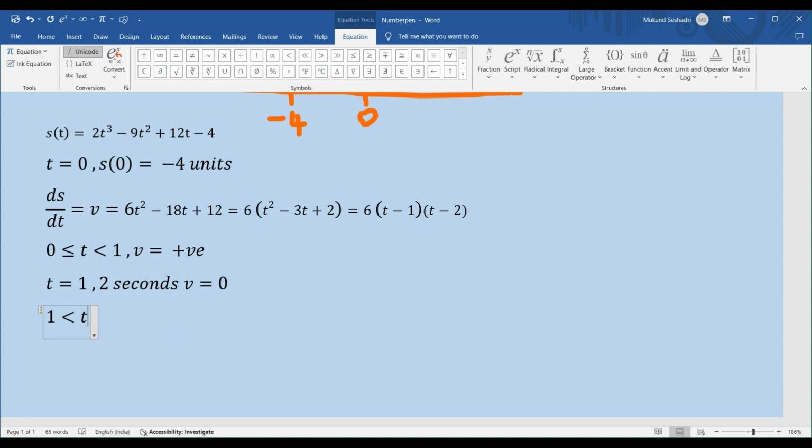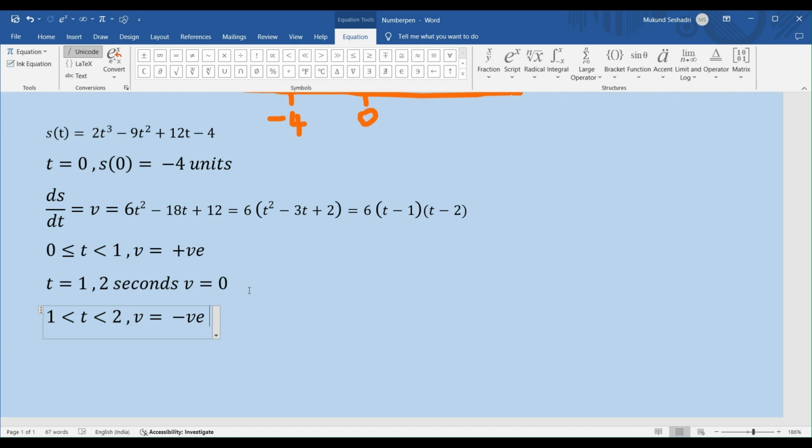1 less than t less than 2, right? What happens in this interval is your t minus 1 is going to be positive and your t minus 2 is going to be negative. So your v is going to be negative, right? So now I think you have the answer for question 1, because you see that when the particle starts off at t equals 0, the velocity is a positive number, right?